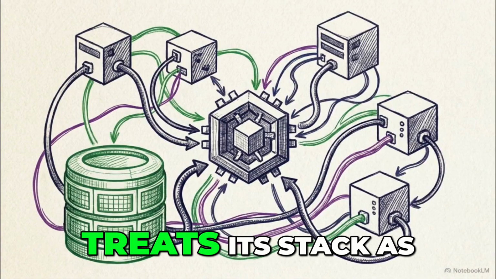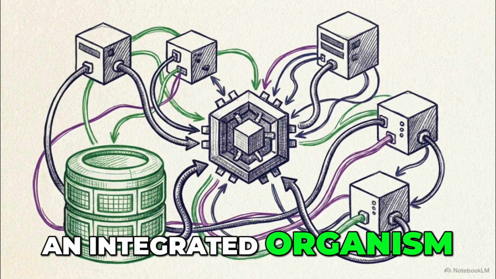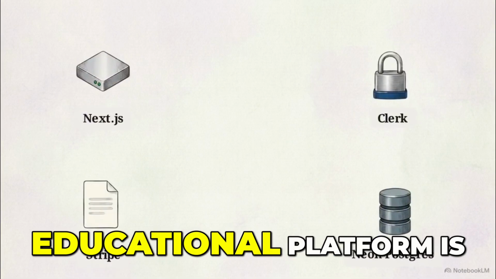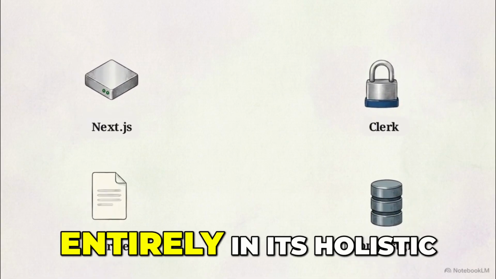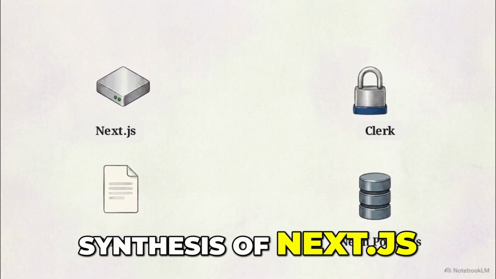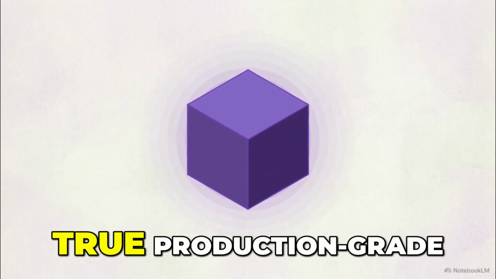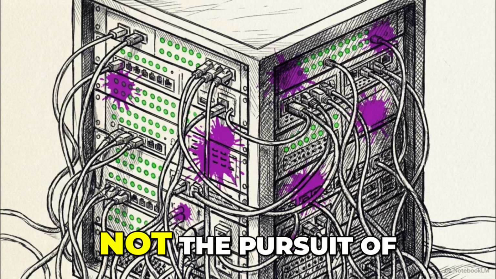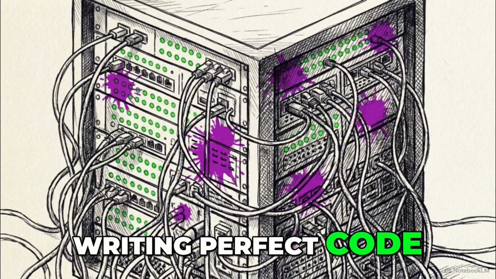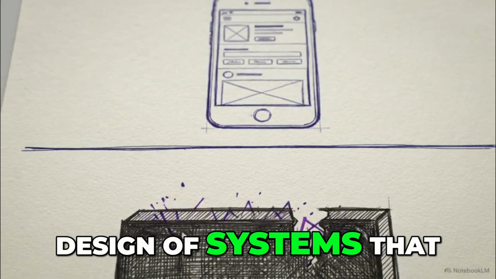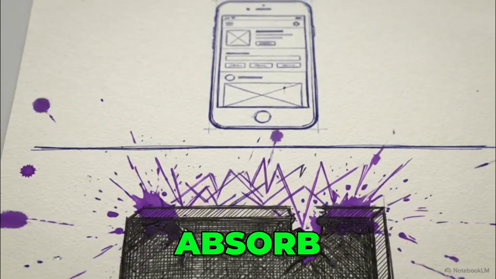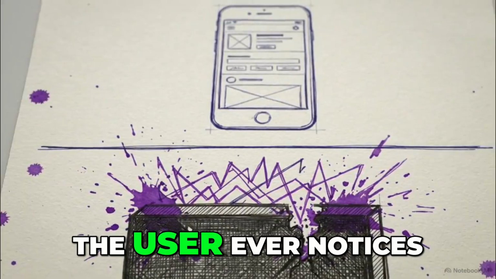SignWell functions because it treats its stack as an integrated organism. Its effectiveness as an educational platform is rooted entirely in its holistic synthesis of Next.js, Clerk, Stripe, and Neon Postgres. True production-grade engineering is not the pursuit of writing perfect code. It is the deliberate design of systems that anticipate, absorb, and neutralize failure before the user ever notices.